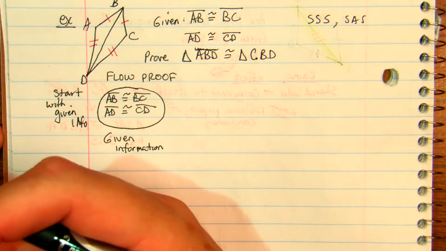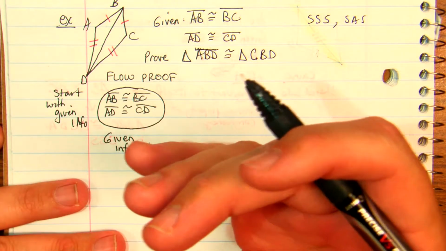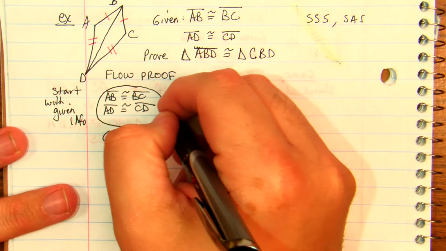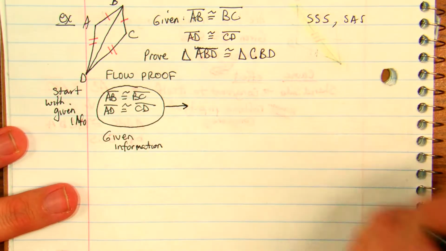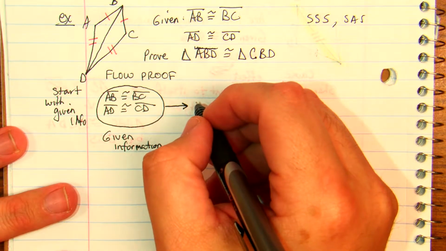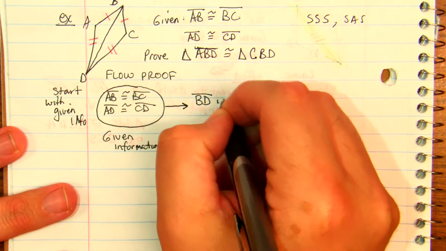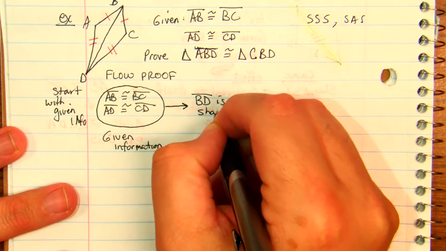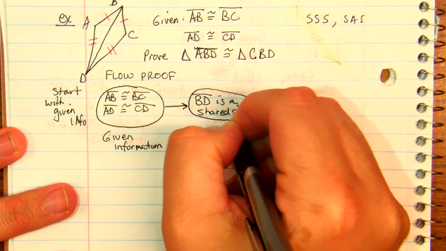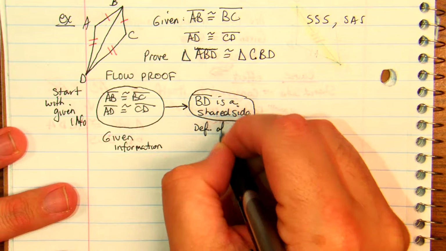Why side, side, side? There's a shared side. Alright, so, next up, I'm going to say, you could say that BD is a shared side. Definition of shared side.